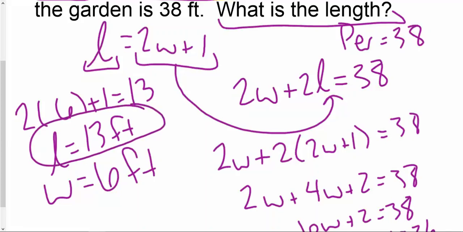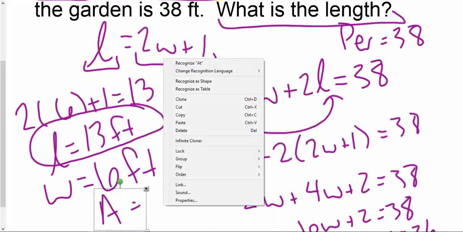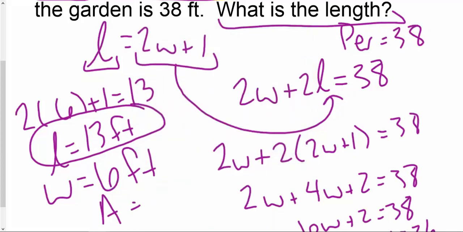Now, if we want to go crazy and say, what's the area? To find the area, we'd have to do 13 times 6, and the area would be 78. Oh, not that. The area is 78. Oh, my marker stopped working. Feet squared.